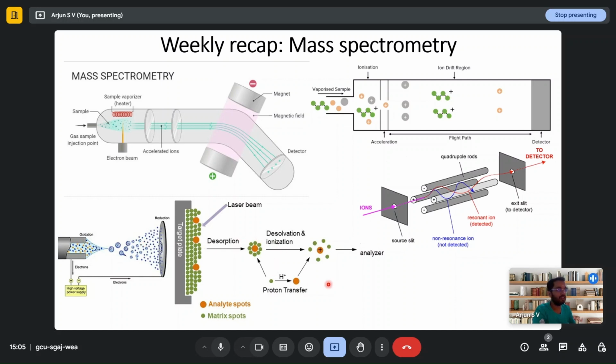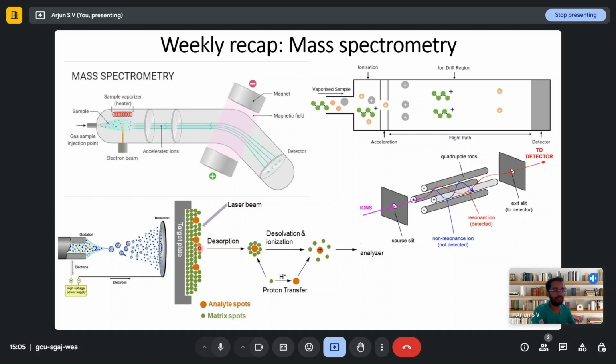In MALDI, we saw a solid ionization technique. MALDI stands for matrix assisted laser desorption ionization. Your sample is mixed with a polymeric organic compound; we saw two to three polymers of interest which can be suitable to be used as matrices. The sample is mixed with the matrix, and then a highly focused laser beam is struck at the matrix, causing the generation of ionization.